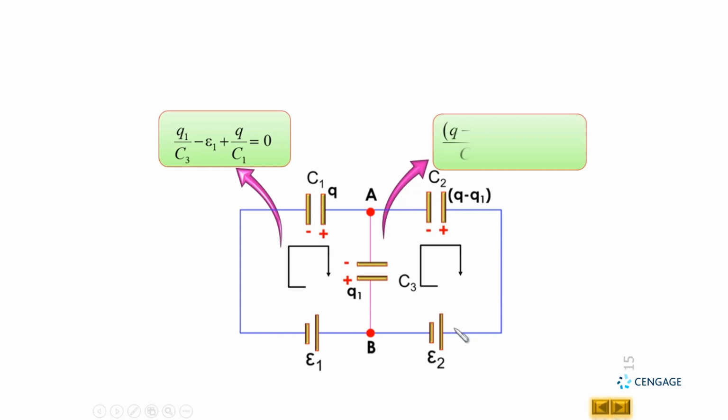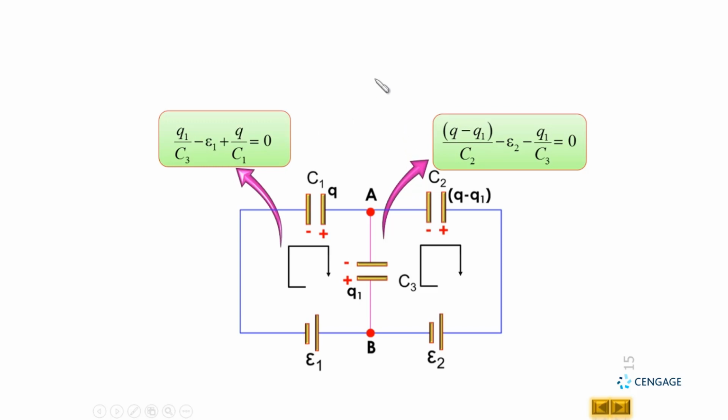Now crossing this battery, that is minus E2, and while crossing this we will suffer the loss of potential equal to minus Q1 divided by C3, and the summation of these falls and rises should be equal to 0. So this is the second equation, right? Now let us write these two equations for getting the value of Q and Q1.